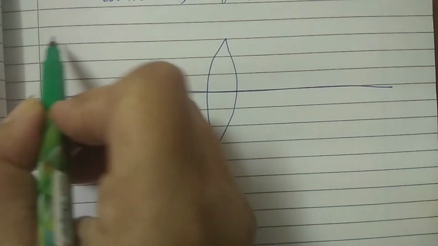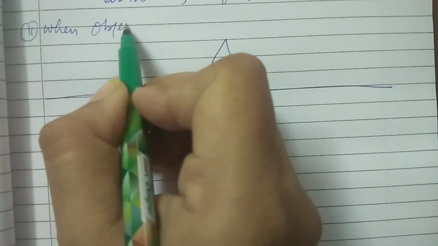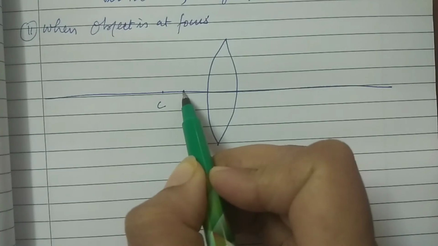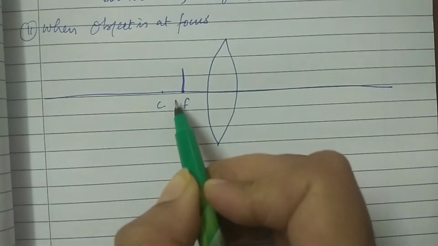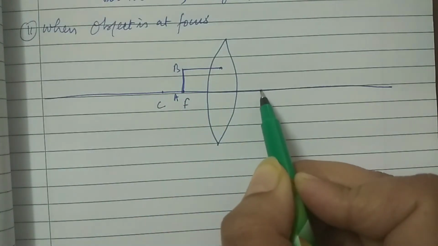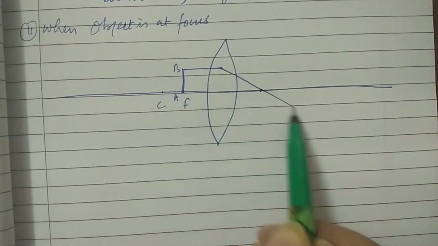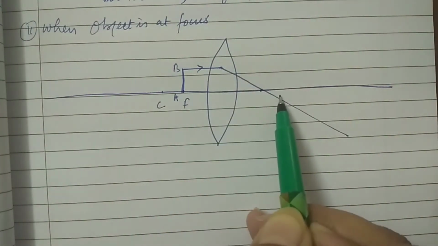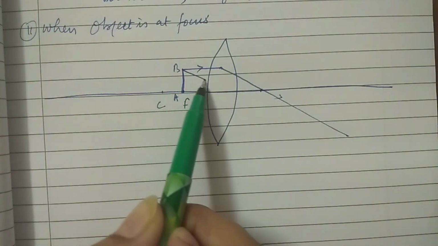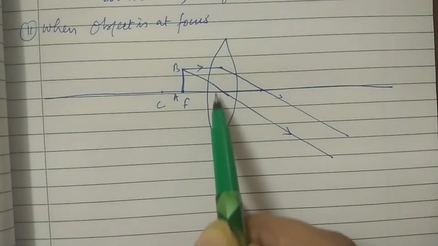Next case, the second case we are discussing, is when the object is at focus. Now let us consider this object is lying here. This is AB and it is lying at the focus, and this ray, after refraction, will pass through focus because this is the ray which is parallel to principal axis, and the second ray which passes through the optical center will keep moving like this. So this is the optical center.